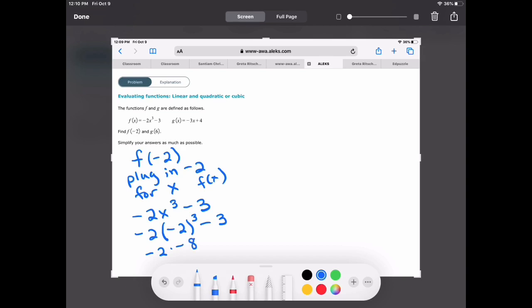-2 to the third is -8. And then minus 3, then I have this little multiplying to do, so that's a positive 16 minus 3 is 13. That should be the answer to the first one.